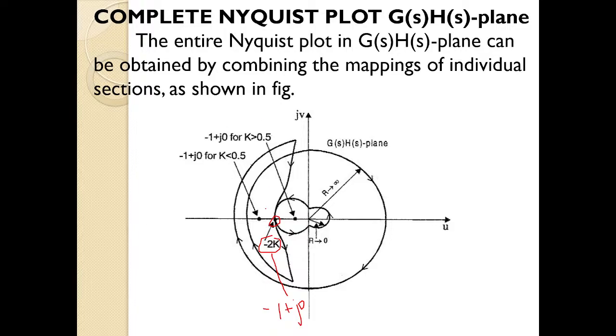Now k value can be less than 0.5 or greater than 0.5. So here at this condition, what did you get? K is equal to 0.5. Now this k can be less than 0.5.